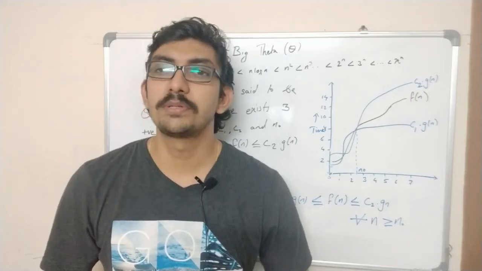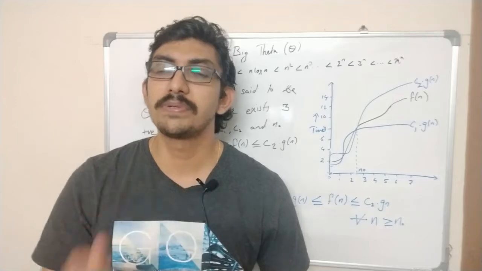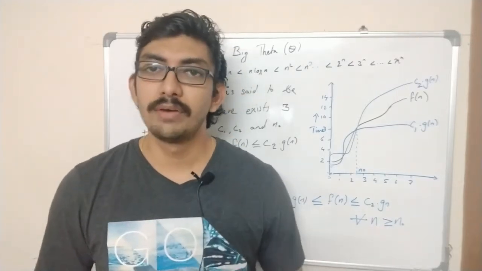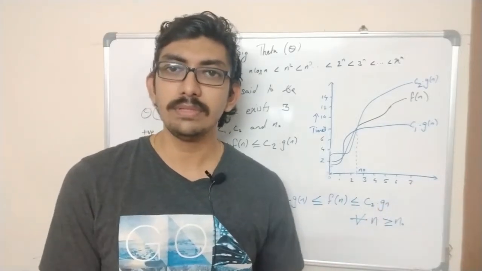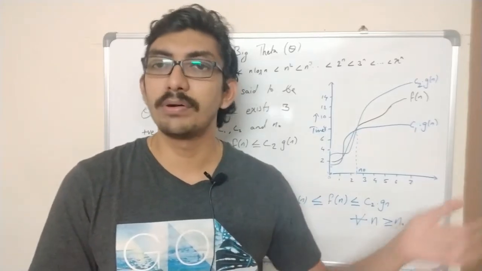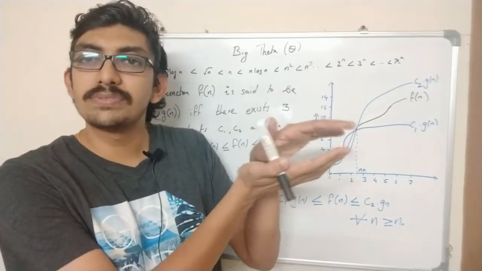Hello everyone. So in today's session we will be seeing big theta in detail. In the previous videos we have already seen big O notation and big omega notation, where big O was acting as an upper bound for a time function and big omega was acting as a lower bound for a time function.